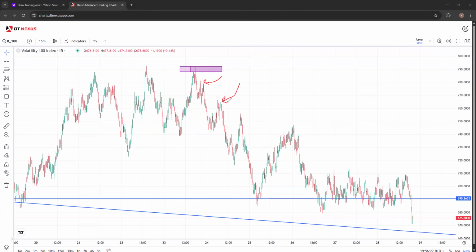Why don't we count them as our highs? Because they are within the range of this low and this high over here. Remember what I taught you? This is not a break of structure. This is a change of character. Now, when we break here, this is now a break of structure.